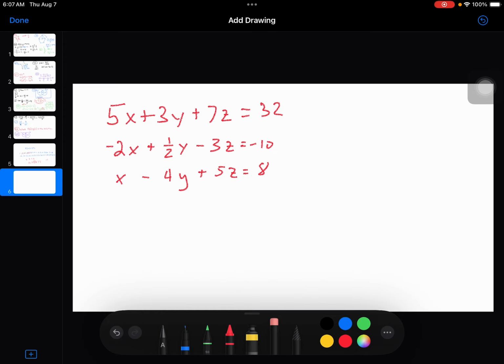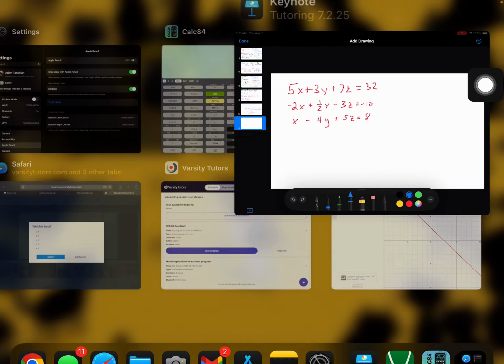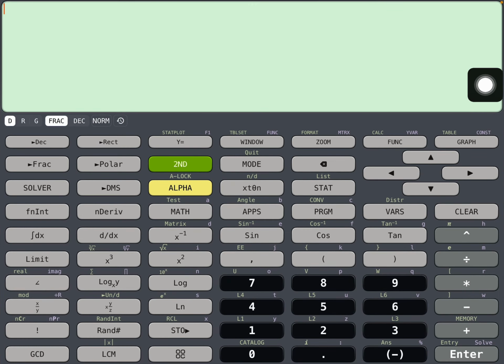You could solve for one variable in terms of the others and then substitute. For example, you could say x is equal to 4y minus 5z plus 8, substitute that back into the first equation, and then again solve for y in terms of z. But it's really not going to do much for you as far as time management goes. So if you're working on a standardized test, for example, your TI-84 calculator is going to be the way to go. You're going to have to go into the matrix menu.